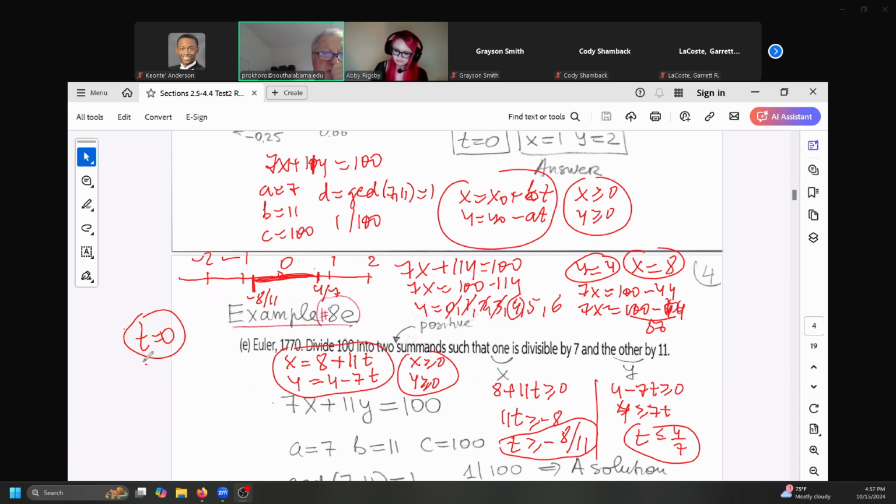So x equals 8 plus 11 times 0, which is 8, and y equals 4 minus 7t, with t equals 0, so y equals 4. This is the answer for the problem. Write it, and then we'll go to something else. By the way, in my notes there are more examples like this with inequalities. I will leave you to think about this by yourself.